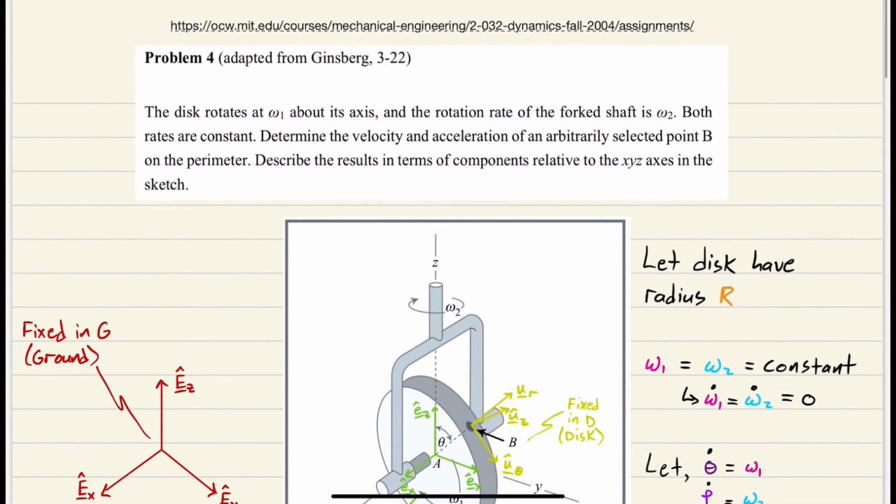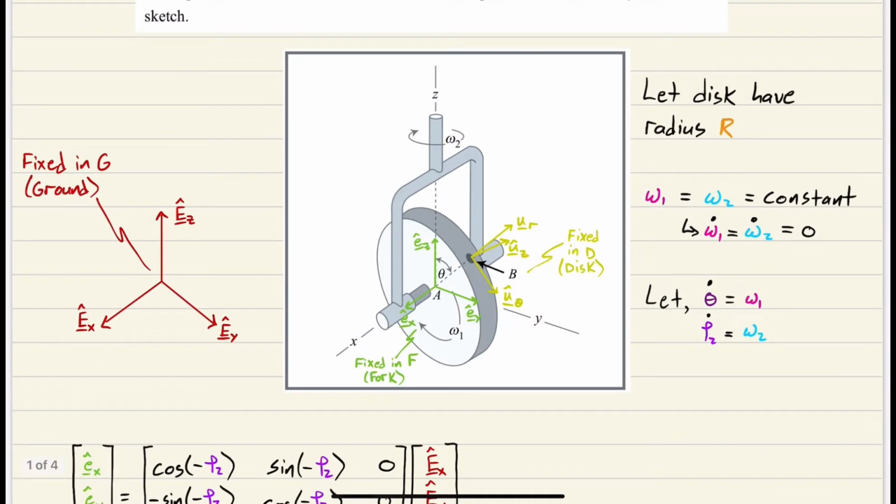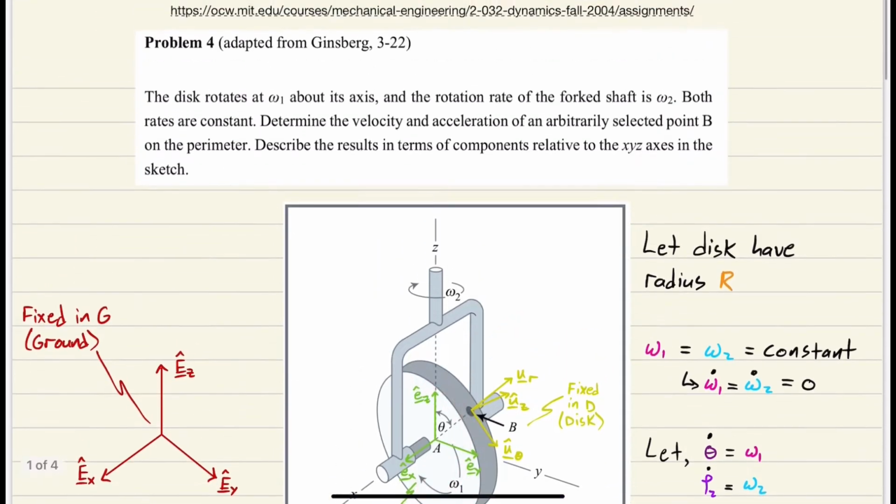Let's read the problem. The disk rotates at omega 1 about its axis, and the rotation rate of the fork shaft is omega 2. Okay, so the fork is rotating at a rate of omega 2, and the disk is rotating at a rate of omega 1. Both rates are constant, so that tells us that omega 1 dot and omega 2 dot are 0. Determine the velocity and acceleration of an arbitrarily selected point B on the perimeter. So we have some point on the perimeter of the disk, and we want to find the velocity and acceleration. Describe the results in terms of components relative to the x, y, z axes in the sketch.